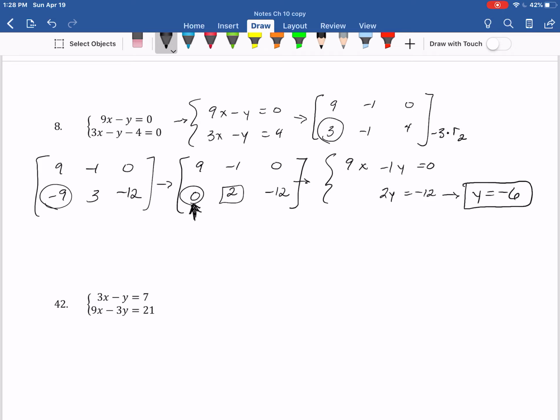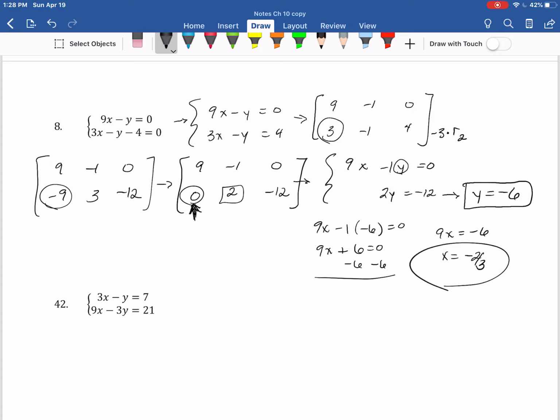So it didn't matter. Now that you've got the value for y, we're going to plug that into the equation directly above in place of the y, and we're going to find x from there. So 9x minus 1 times -6 equals 0. So 9x plus 6 equals 0, right? I just have to solve this for x. 9x equals -6, so x is -2/3. And so there's your solution for the system of equations. You've got x equals -2/3, and you have y equal to -6, and you're done.